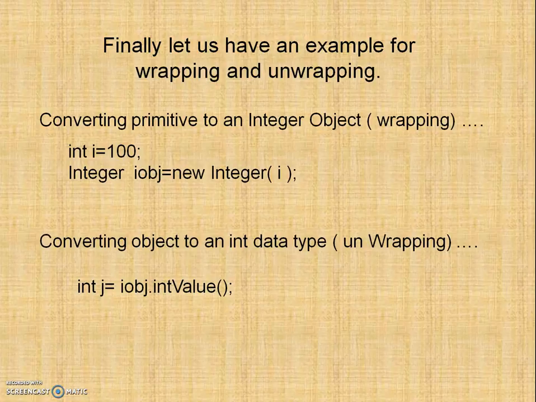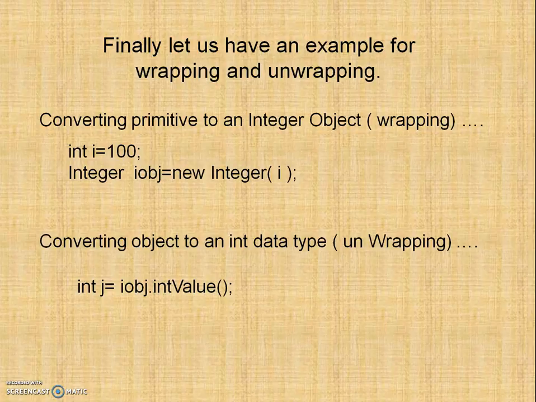Finally, let us have an example of how to wrap and how to unwrap. First, let us convert a primitive type into an Integer object. That is nothing but wrapping. Here we have one variable called i, which is of type int and stores the value 100. Whenever we require i as an object in a particular situation, we have to convert i into an object. To convert it to an object, we need a wrapper class called Integer. So here we specified Integer iobj equals new Integer(i). Whatever the value of i is will be stored in iobj as an object.